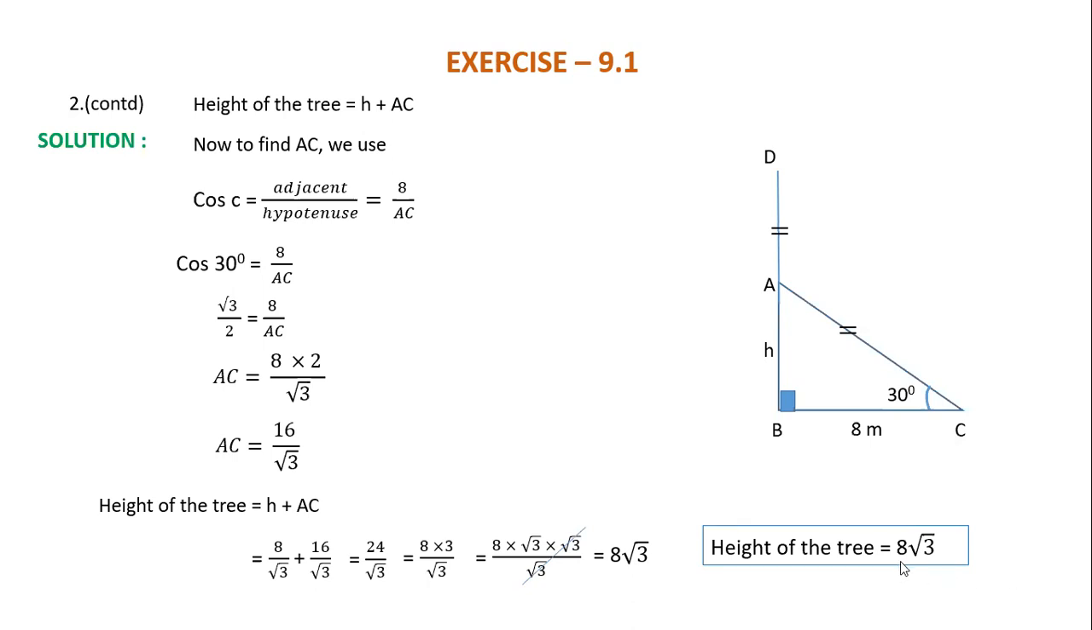If you want, you can put the value of root 3 as 1.73 and multiply into 8. You will get the height in meters. Okay. So here we had to find two things. Once we used the tan ratio, the other time we used the cos ratio, and we got the total height of the tree. So this height of the tree is from B to D. BD is height, not AB, nor AC. AC is the broken part.